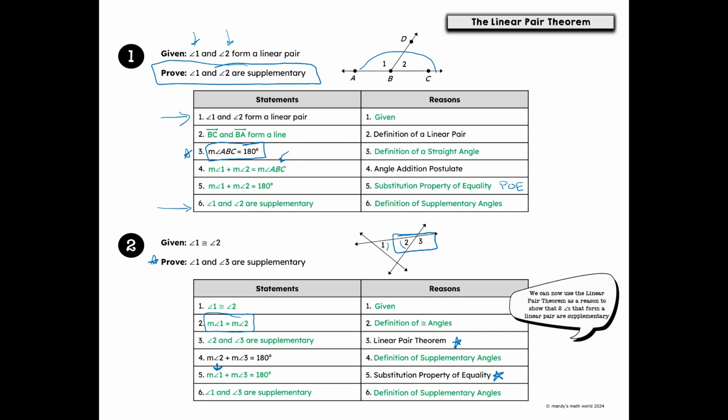So in example 1, we proved the linear pair theorem, which takes me from the hypothesis that if angle 1 and angle 2 form a linear pair, to the conclusion that then angle 1 and angle 2 are supplementary. And we proved that using all of these steps. But now I don't need to write all of that in between in a different proof. I can just use the linear pair theorem as a reason.